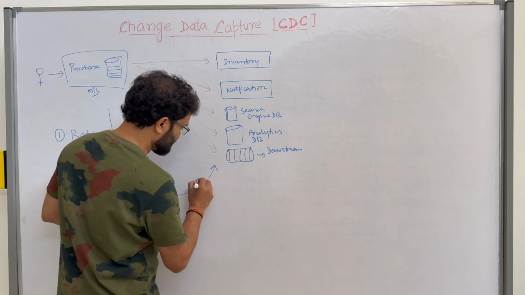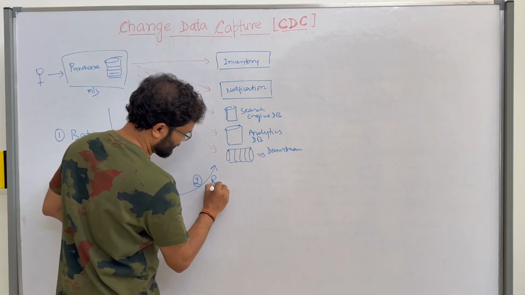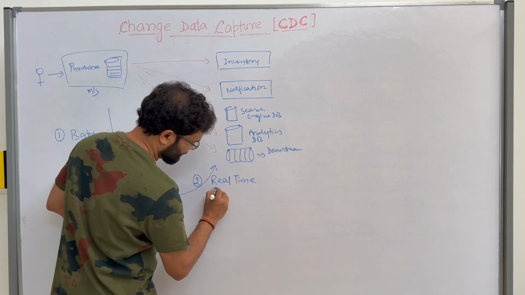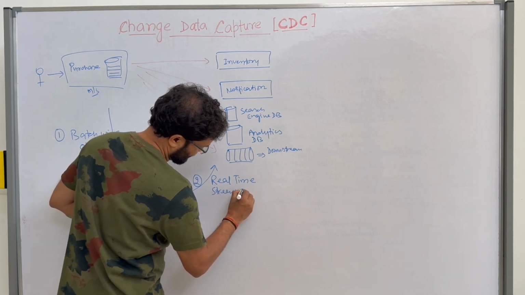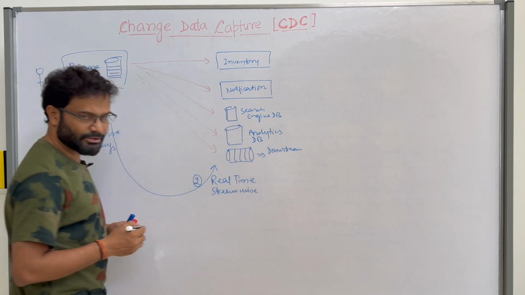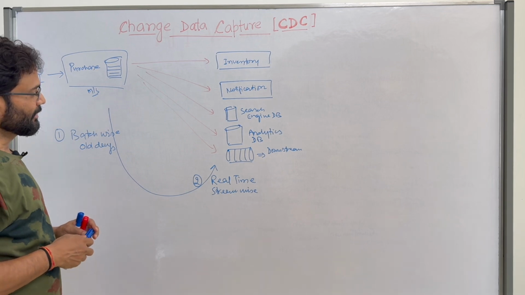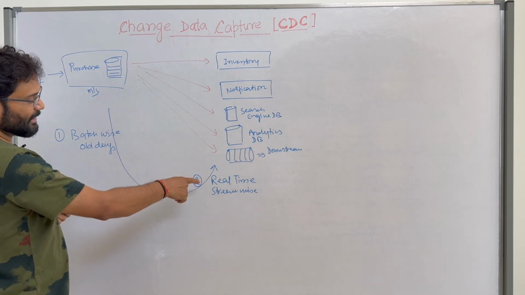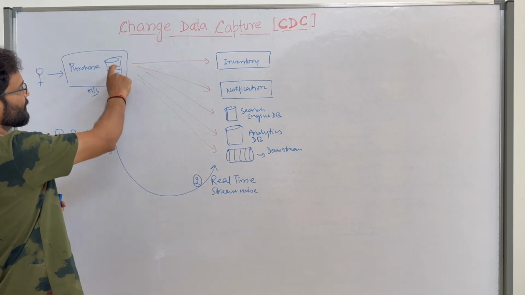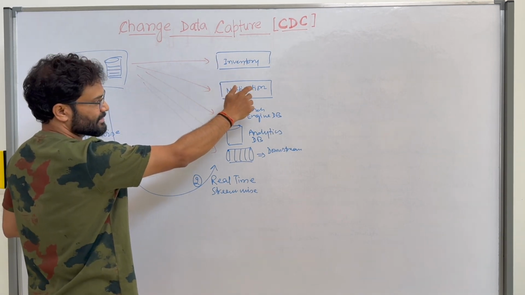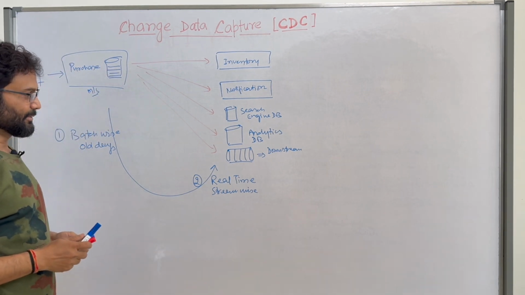So another approach is real time, or stream-wise operations. Means real-time notifications you have to do. The benefit of real time is that the moment any order hits, it will update the inventory, the notification system, the search engine, everything will be updated.